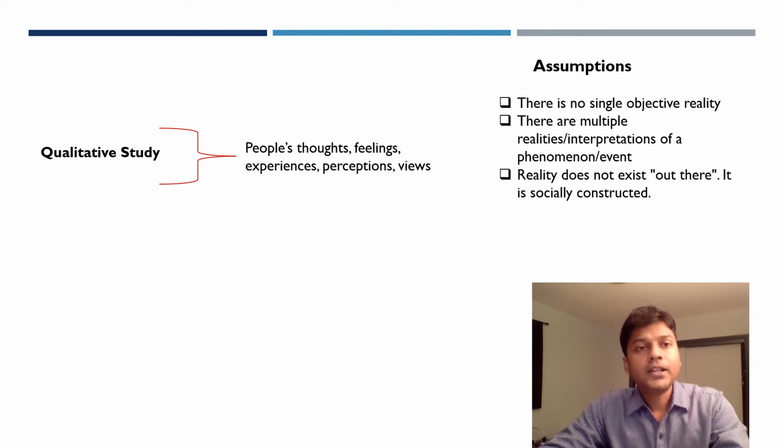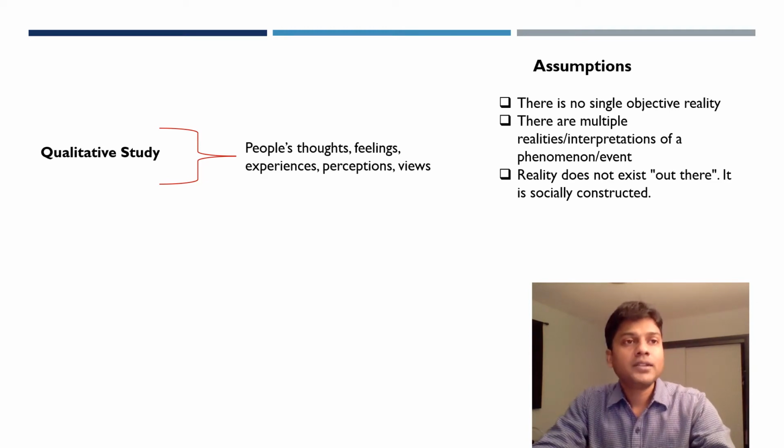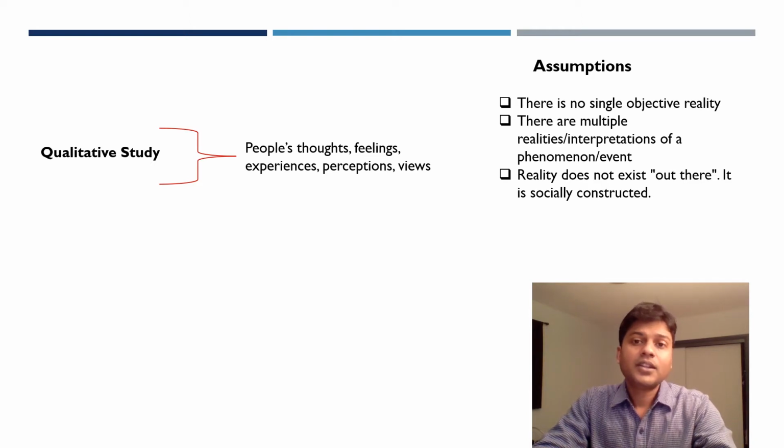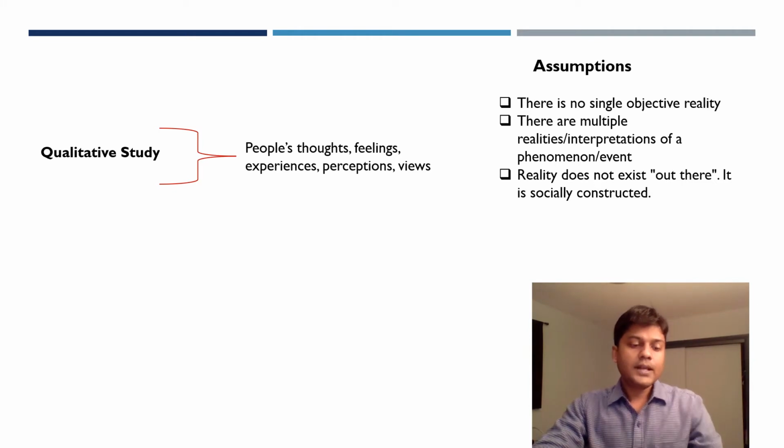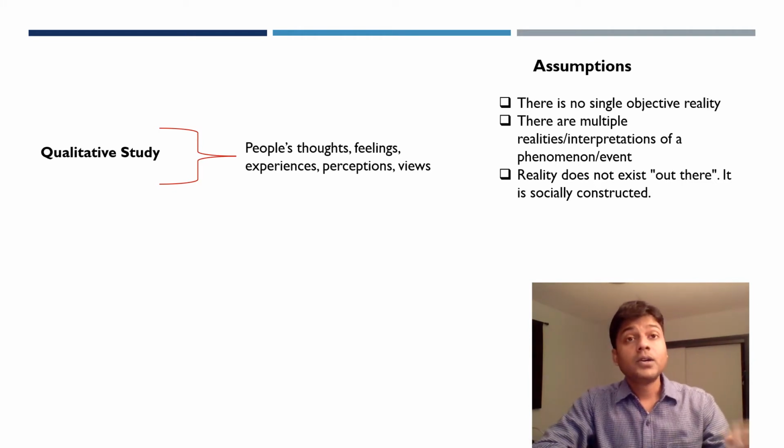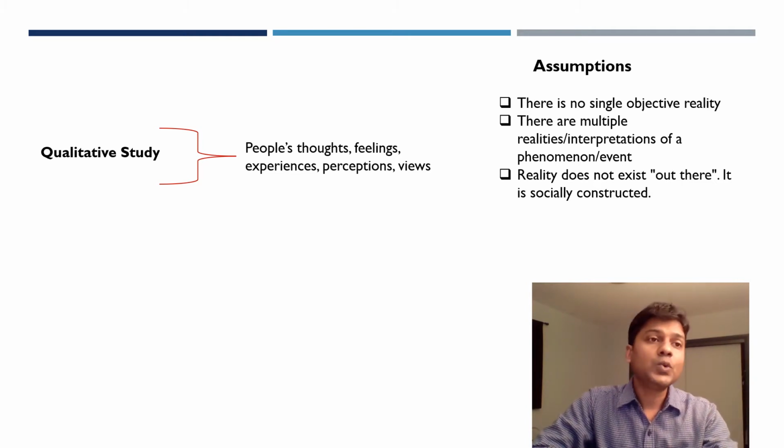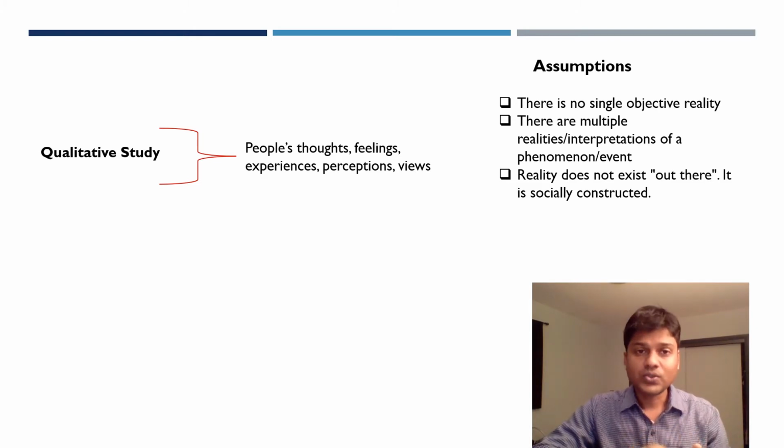First of all, unlike quantitative research, where we assume that there is a single objective reality, in qualitative research, we assume that there is no single objective reality. In fact, there are multiple realities or multiple interpretations of a phenomenon. Also, unlike quantitative research, where we assume that reality is something lying outside, and as a researcher you go and explore and discover those truths, in qualitative research, we assume that reality is socially constructed. It is not lying outside. We create those realities based on our interaction with the environment.